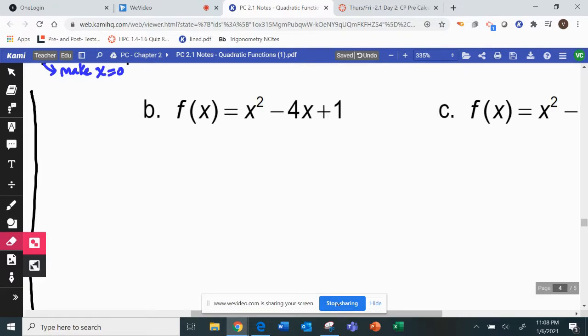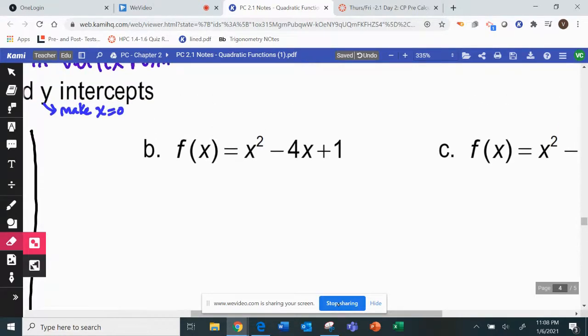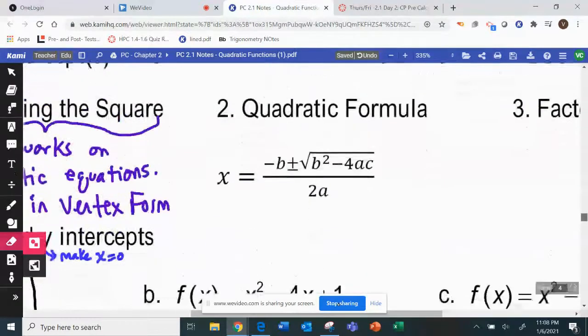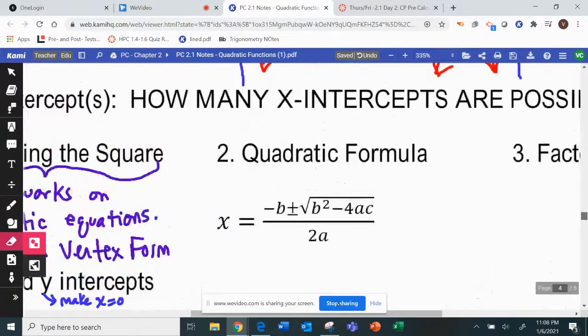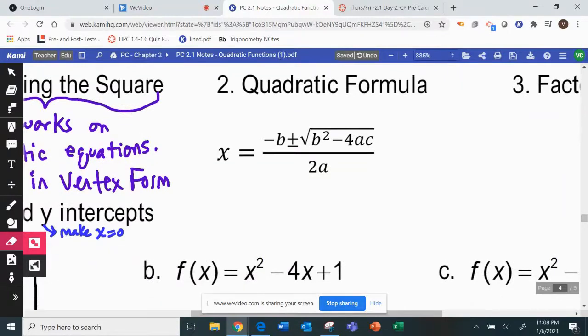So I could take this and write it in vertex form using complete the square, which I haven't showed you yet. So instead, I'm going to show you a different method, which is the quadratic formula. Now, the quadratic formula is easy to remember. We have done the quadratic formula already this year.